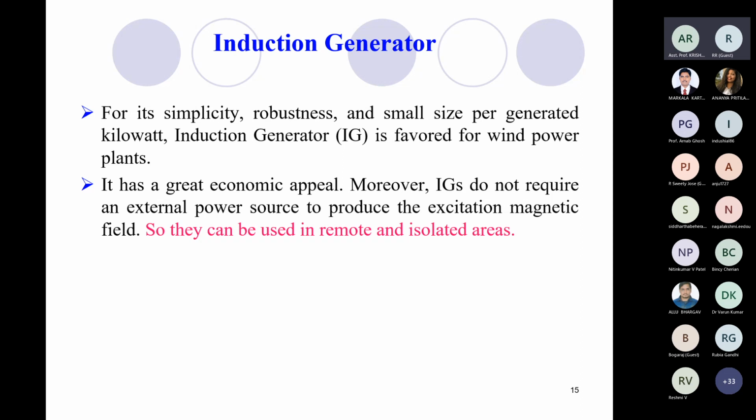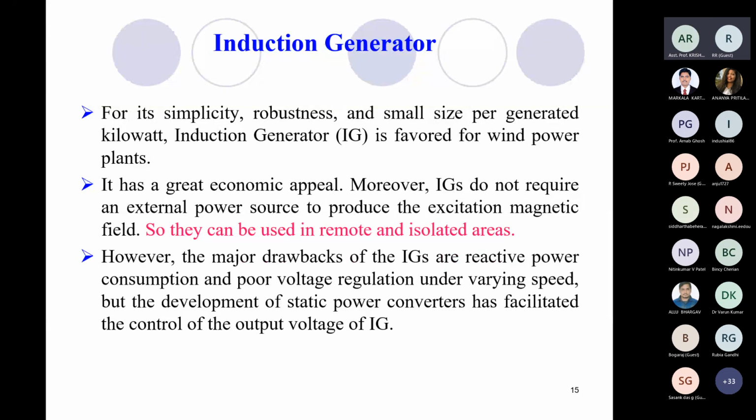Another advantage is that there is no requirement for an external power source to produce its excitation magnetic field. See, for generating mode of operation, we need two excitations. One is to create the field, another is mechanical excitation, that is the input power. Now for this induction generator mode of operation, there is no need of an external power source to produce this exciting magnetic field. So the advantage is that it can be used in remote and isolated areas where the grid is still not available.